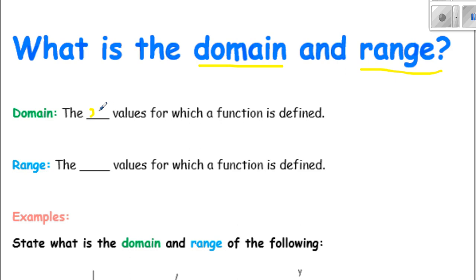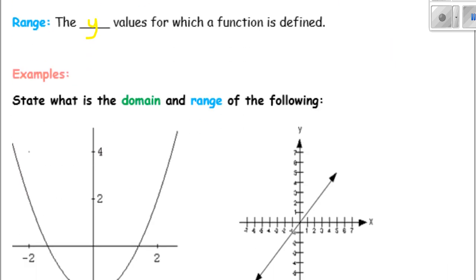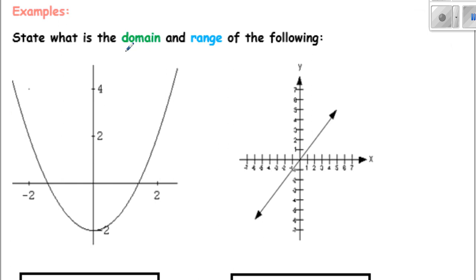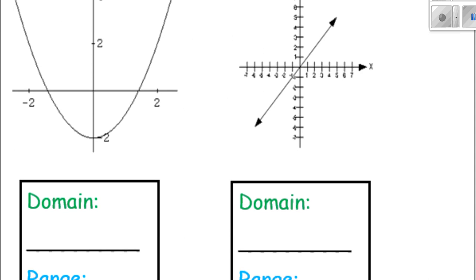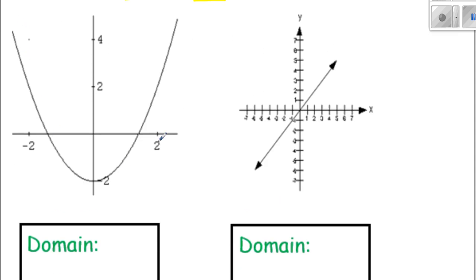So what do we mean by domain and range? So examples, state what is the domain and the range. So I'll do the domain in green and the range in blue. So the domain, this is a parabola. You'll notice that it goes on infinitely this way and this way. So what are we doing? We're doing domain in green, aren't we? Domain in green.